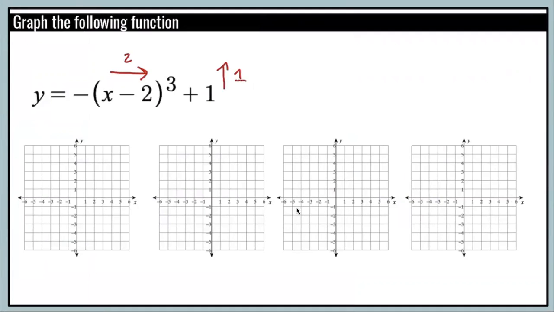So we can do these together, and we know because it's cubic, it should look like this. But because of this negative, our graph is actually gonna look like this. It's gonna go this way. So we're gonna go to the right 2, up 1. Instead of going up 1 over 1, you're gonna go up 1 to the left 1. And the graph should look like this. Okay, and that's it. This is our graph.